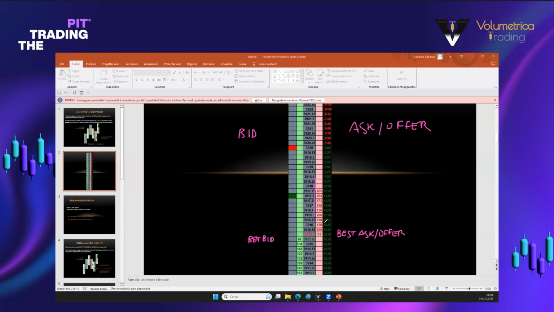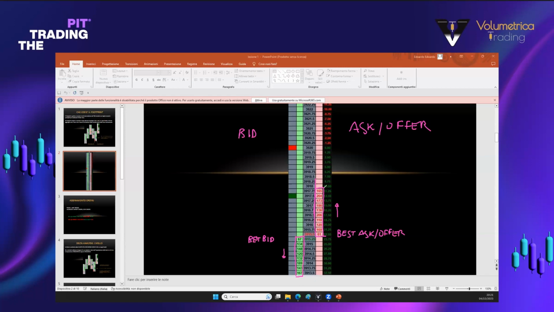Just because, if we think about that, the best ask is the price, as you can see, where the ask column starts to be populated by those numbers. And the best bid is the level where the bid column starts to be populated going downwards, as opposed to the ask column going upwards, being populated by numbers.